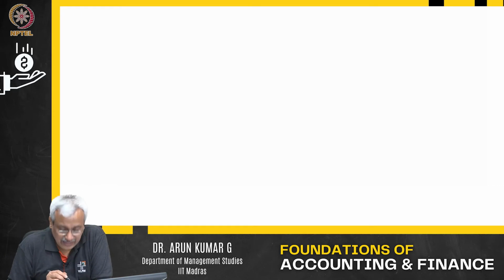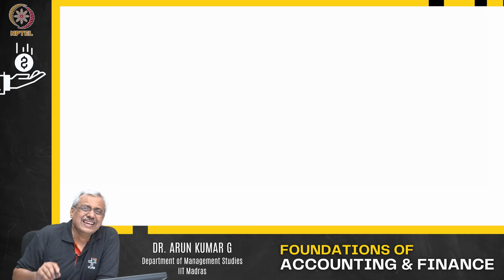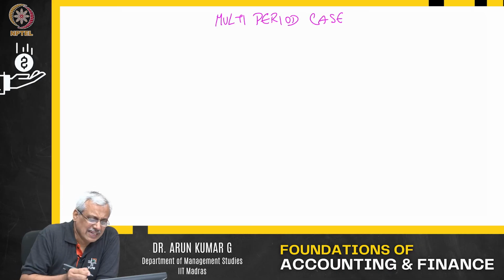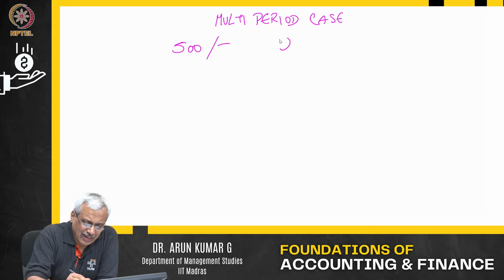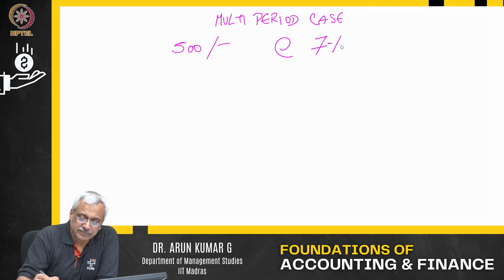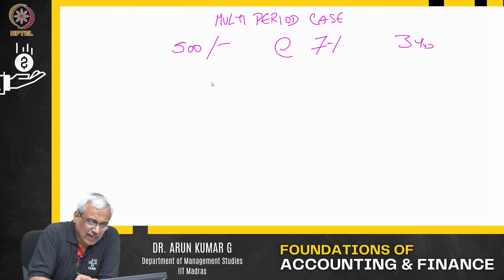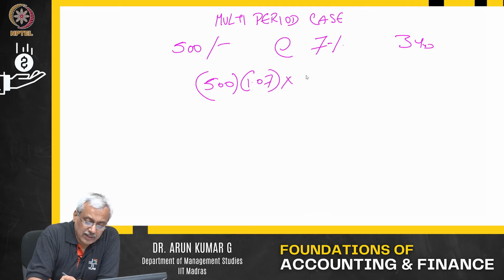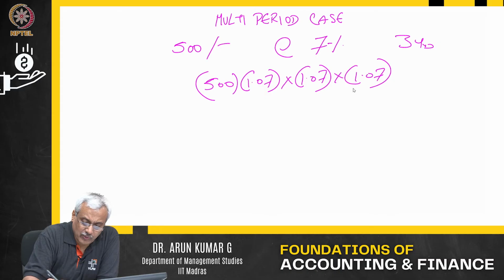For example, let us take a person who invests money of about $500 or 500 rupees at the rate of 7% for 3 years. What is the money that the person is going to have at the end of 3 years? It will be 500 into 1.07 into 1.07 into 1.07.